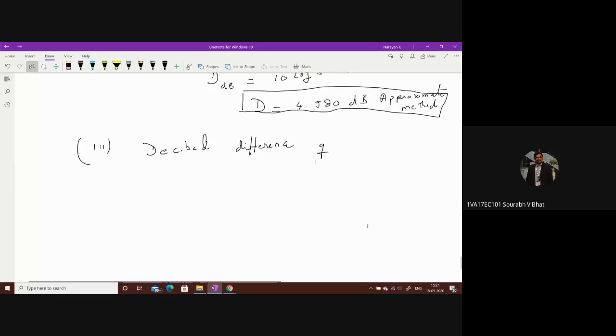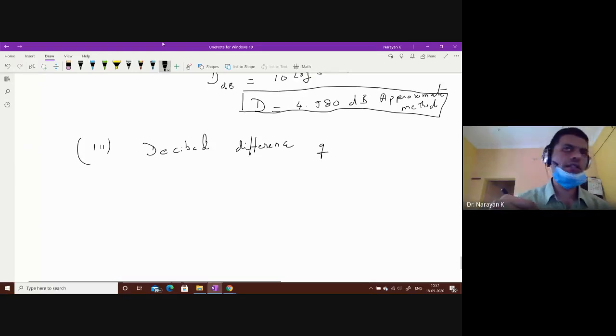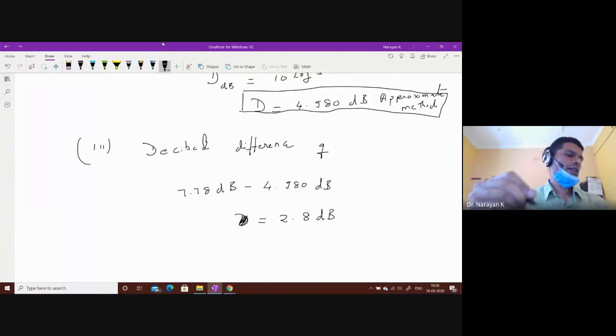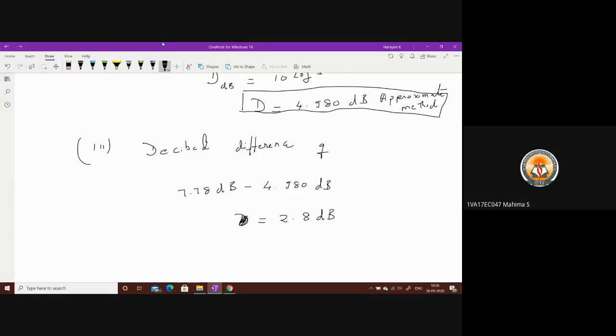2.8. Very good. Instead of doing such a big circus, 7.78 dB minus 4.980 dB is equal to 2.8 decibels. This is your difference in the directivity between the exact method and the approximate method. Any doubts on this problem? No doubt, sir.